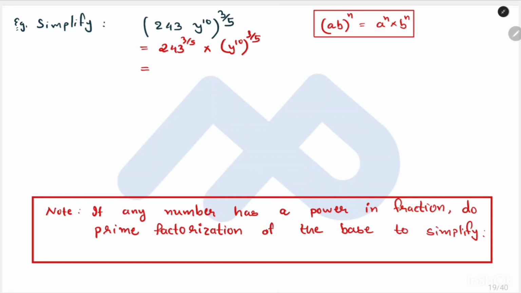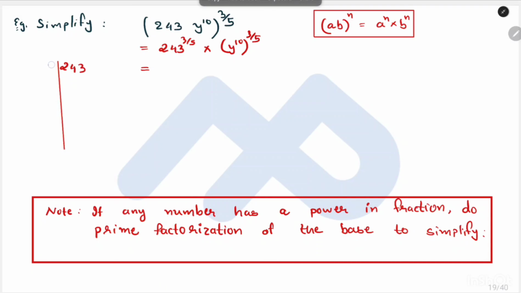Now this y is already a variable, you cannot prime factorize it, so keep it as it is. But here 243 is a number, and whenever any number has a fractional power, to simplify it, you can make it very easy. You just do the prime factorization of the base. So 243's prime factorization can be done like this.